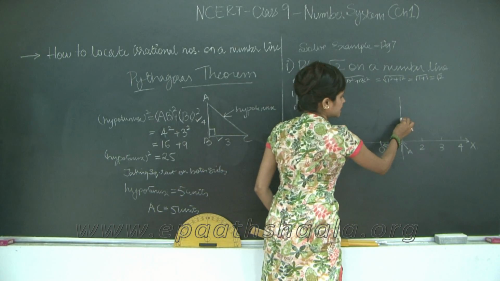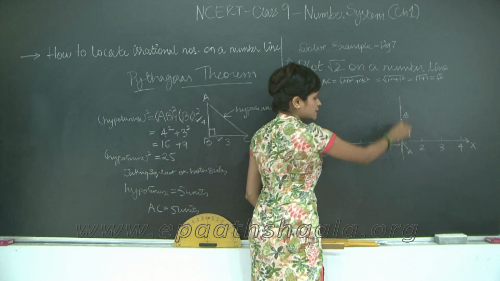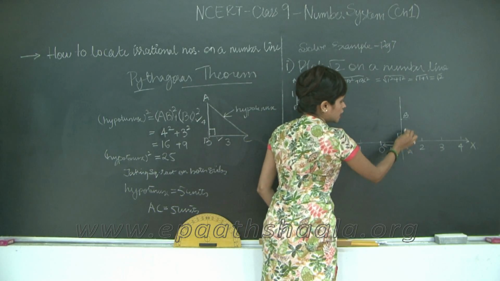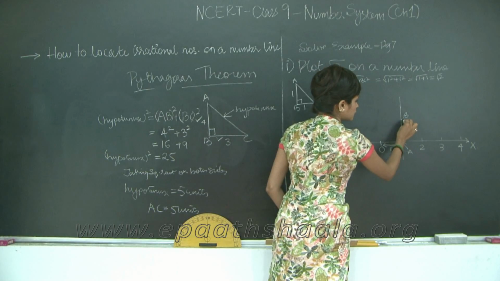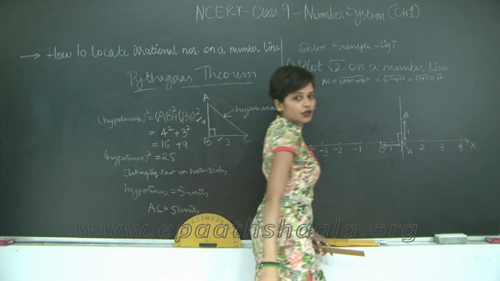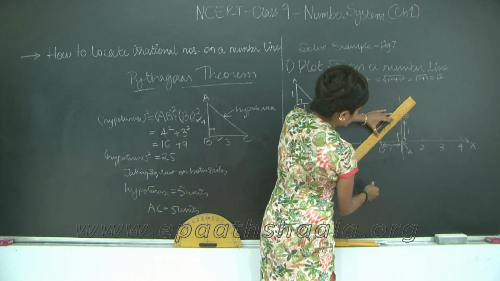So you notice that this point B that I cut as an arc on this perpendicular line is also 1 unit. A to B is 1 unit, right? And I will join OB.